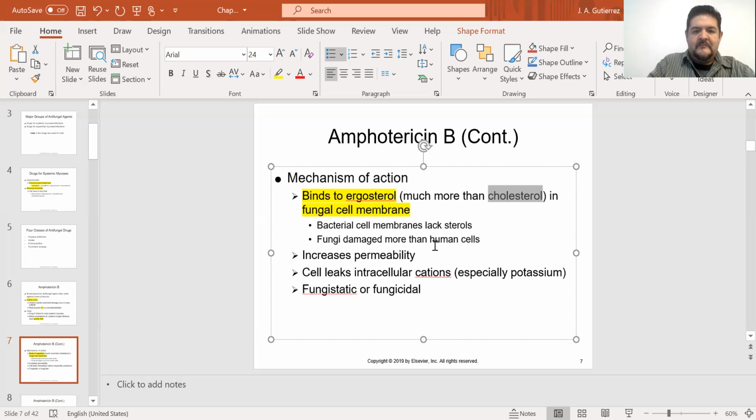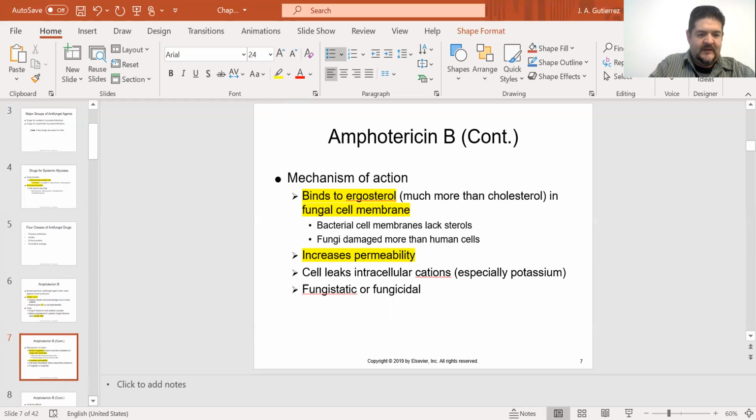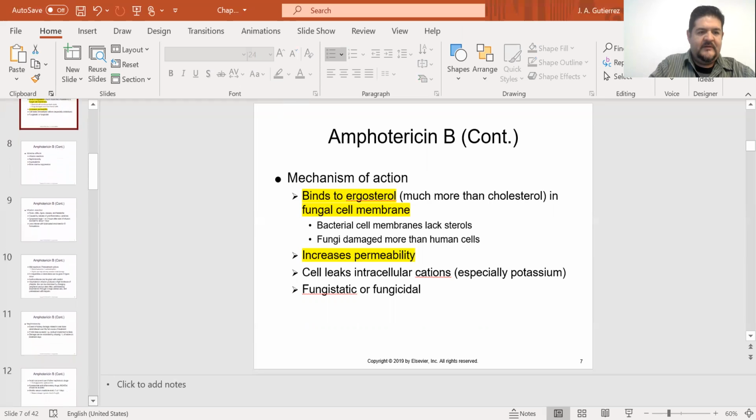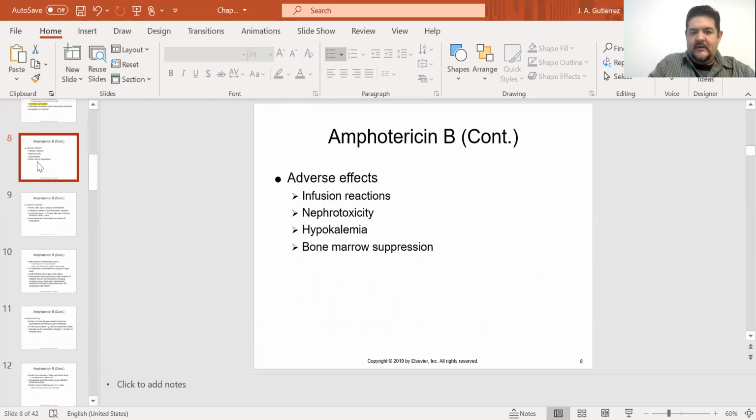So what happens by ripping apart the cell membrane? There's an increased permeability into the cell, and that makes the fungus die. Okay, so that's how it works. The adverse effects, it says infusion reaction, nephrotoxicity, hypokalemia, bone marrow suppression. But let's go into more detail on that.